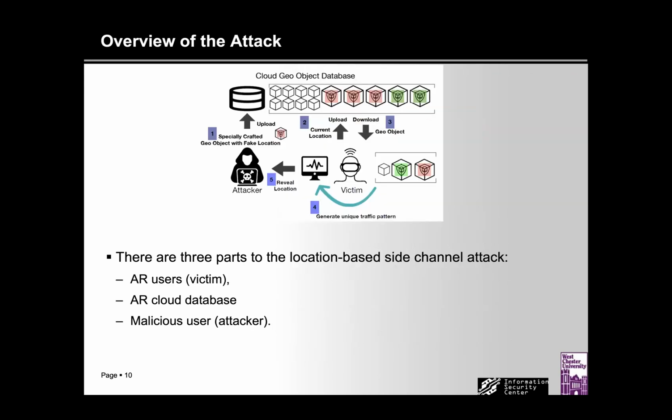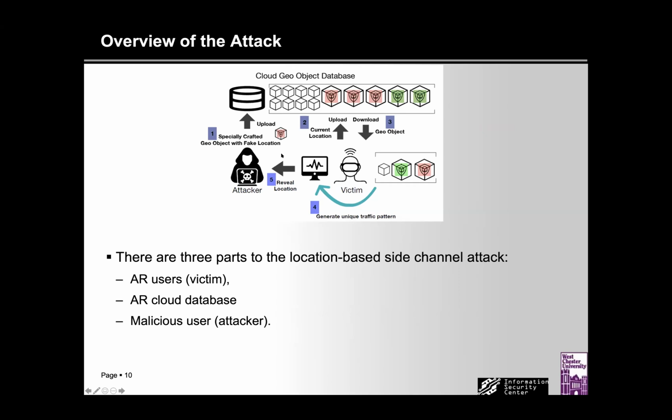All right, let's take a look at this overview of the attack. In the real attack settings, there are three entities in this figure. We have the victim, who is using the AR devices. In our experiment, we're just using smartphones, but in the future that could be AR glasses or some other devices. We have the attacker, who is trying to craft some fake AR content. And the third one is the AR cloud database. So we have three entities.